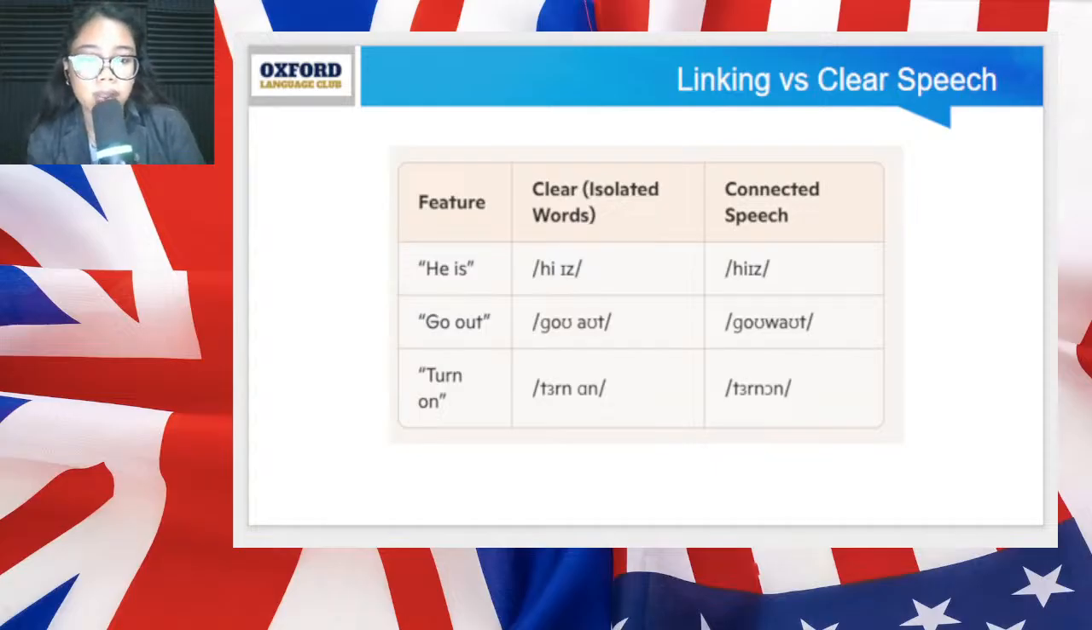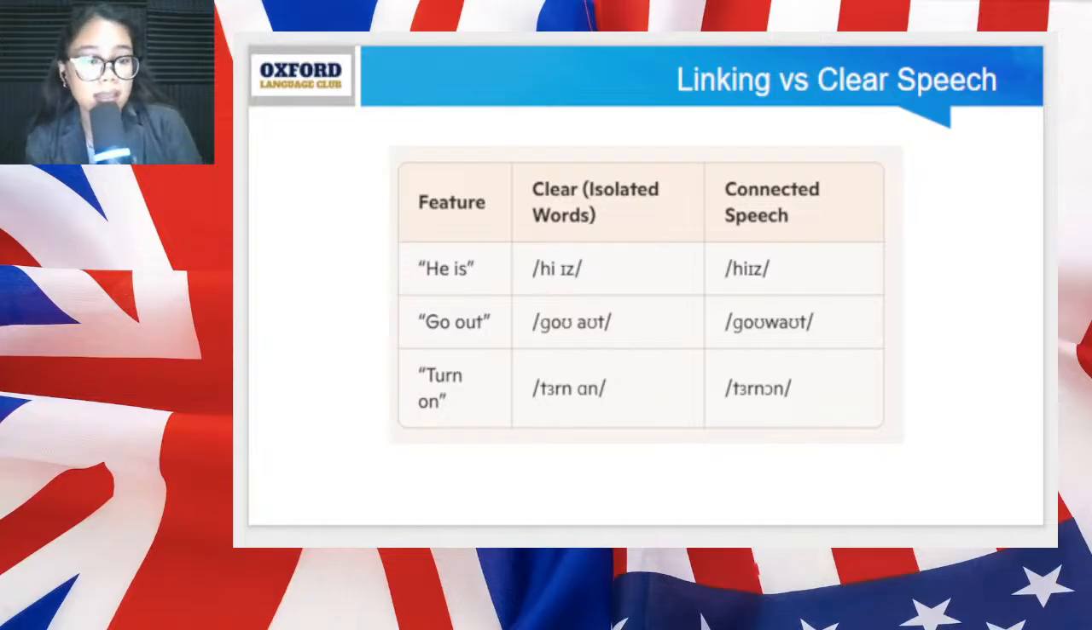Next, consider the phrase "go out". If you were to say these words in isolation, you would likely pronounce them as "go out". Okay? You hear the clear vowel sound at the end of "go" and then another clear vowel sound at the beginning of "out".